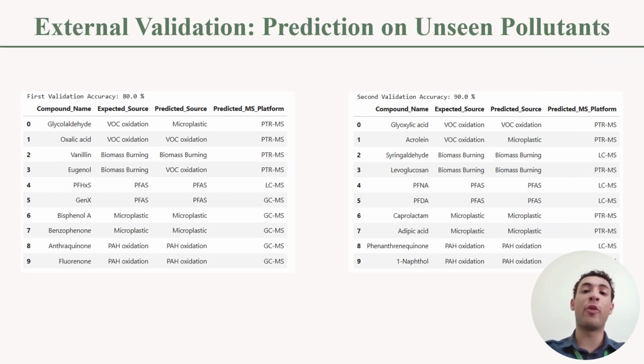To evaluate real-world performance, I tested the selected decision tree model on 2 completely independent unseen datasets, each containing 10 new pollutants. In the first validation set, the model achieved 80% accuracy. In the second validation set, performance increased to 90% accuracy. At the same time, each compound also received a predicted analytical platform recommendation, such as PTR-MS, GC-MS, or LC-MS, based on molecular descriptor rules. Across both external tests, the average predictive accuracy reached 85%, demonstrating robust generalization. This strengthened confidence that the workflow captures meaningful chemical source relationships rather than memorizing the original dataset.